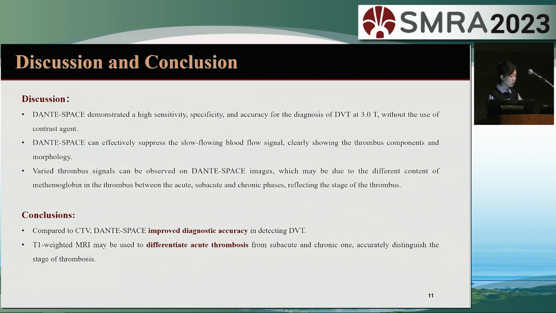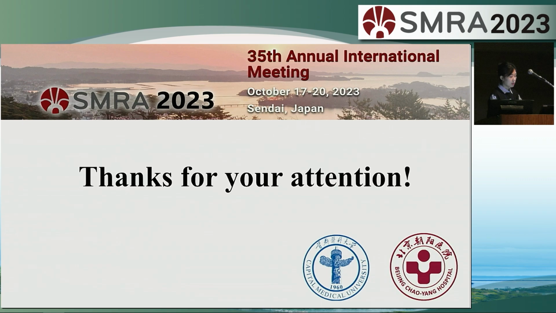So, in conclusion, compared to CTV, DantiSpace improved the diagnostic accuracy in detecting DVT, and T1-weighted MR may be used to differentiate acute thrombosis from subacute and chronic thrombosis, thereby distinguishing the stage of thrombi. That's all. Thanks for your attention.